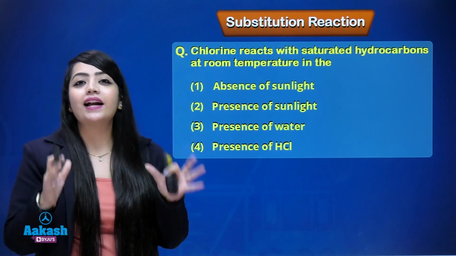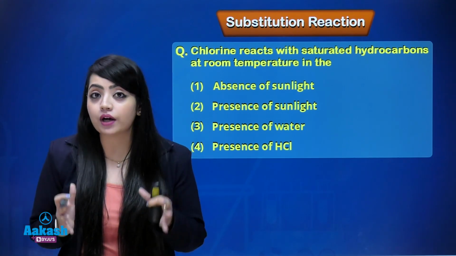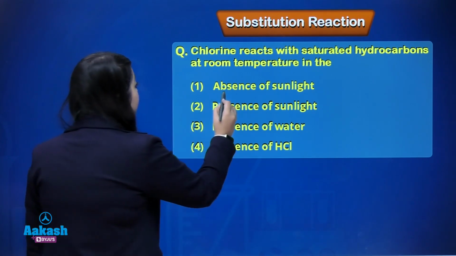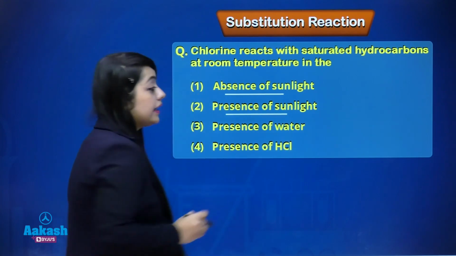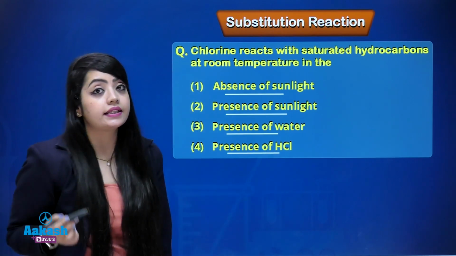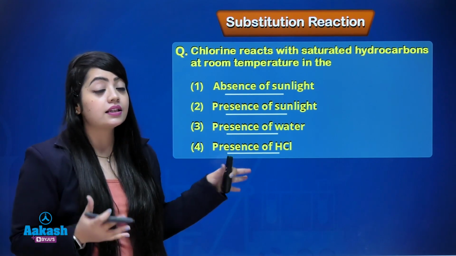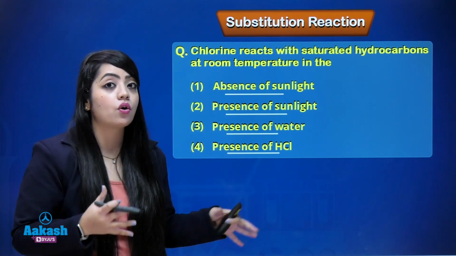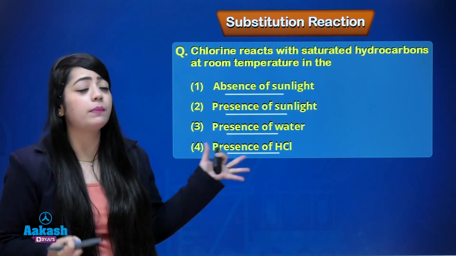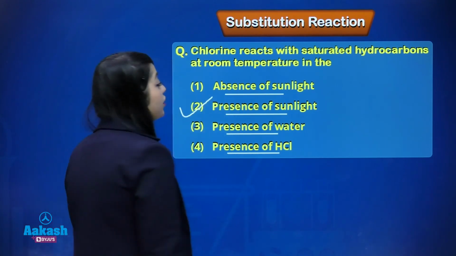So let us solve one last question of this section, that is, chlorine reacts with saturated hydrocarbons at room temperature in the, first is absence of sunlight, second is presence of sunlight, third is presence of water, and fourth is presence of HCl, right? You all know, students, that substitution reaction, that is the addition of chlorine in the presence of sunlight, is done to substitute the hydrogen atoms of methane, which we have just studied, right? So clearly we can see that the answer for this question will be option number 2.